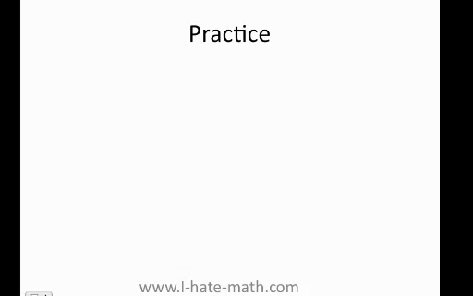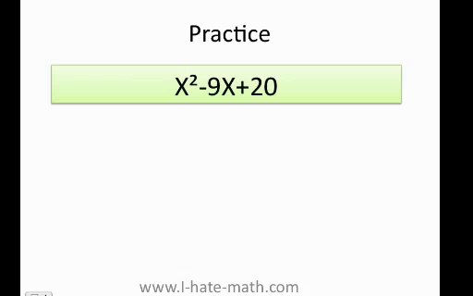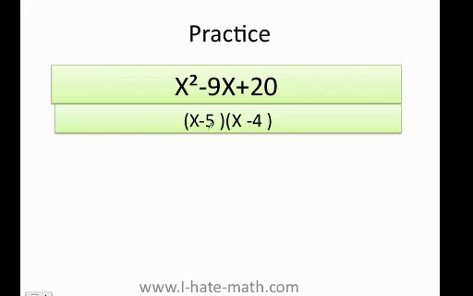All right, so let's go ahead and practice. And let's see. Can you do this one? Two numbers that when you multiply them give you 20. When you add them or subtract, negative 9. What are the factors of 20? There we go. Let's do it. Negative 5 times negative 4 is positive 20. Negative 5 minus 4 is negative 9.